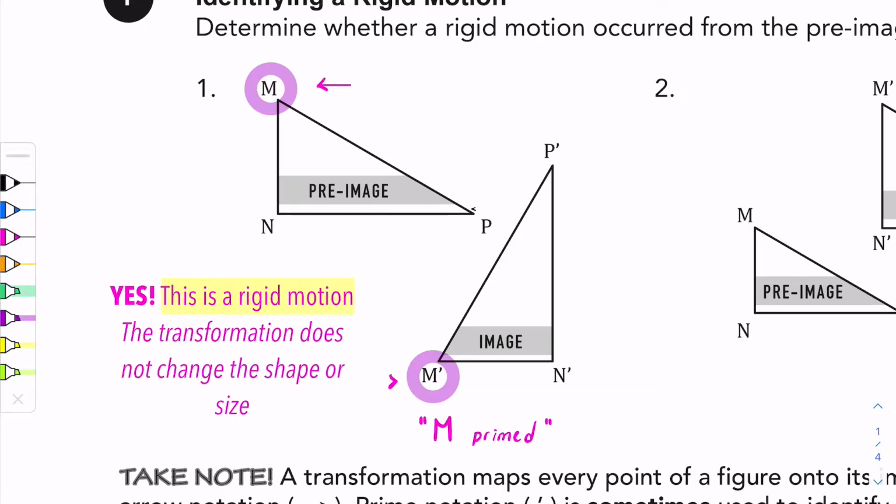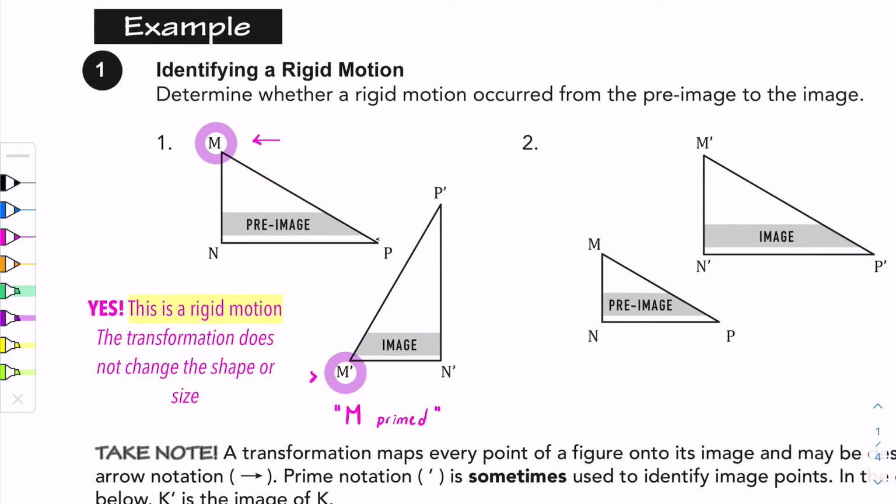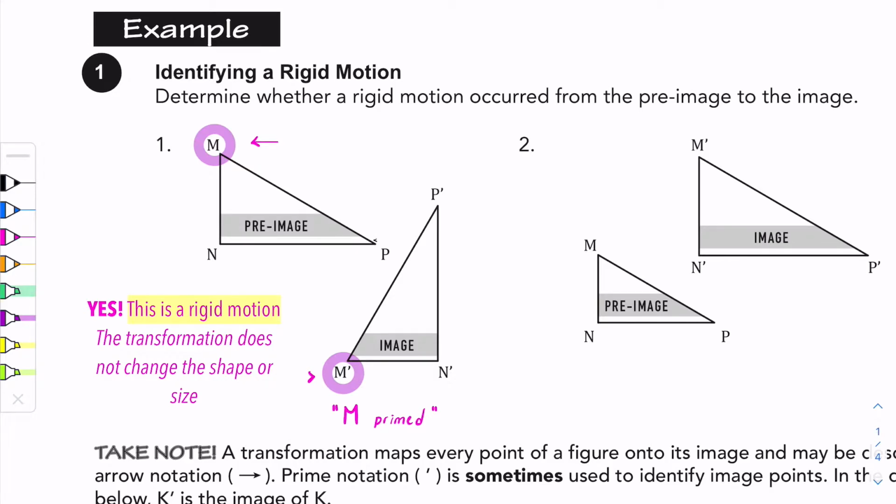Okay, and for these types of problems, I'm not going to try to trick you by changing the size just a tiny bit. If there's a difference in the size or the shape, you're going to notice it. If you look at number 2, you can clearly see that your pre-image is drastically smaller than your image. So that's what I'm talking about here. You're going to have a noticeable difference between the pre-image and the image if you're asked to identify a rigid motion.